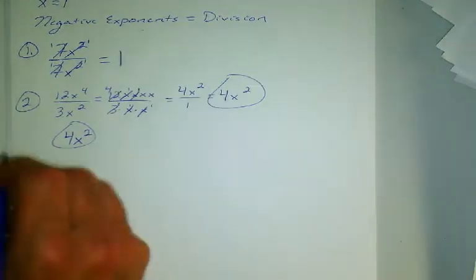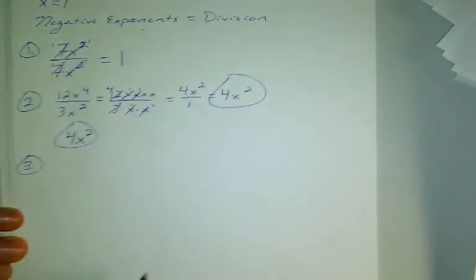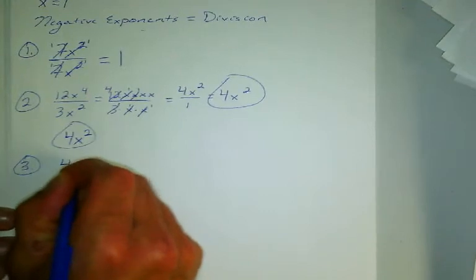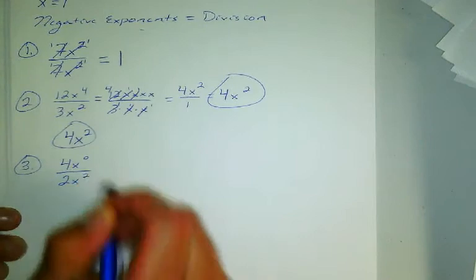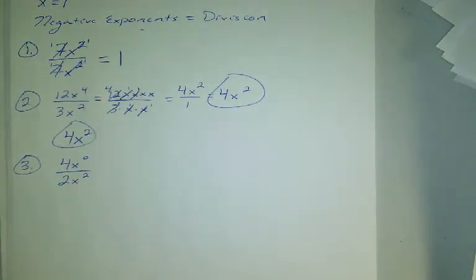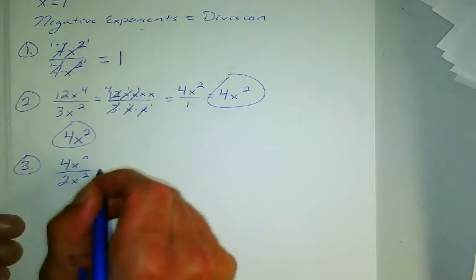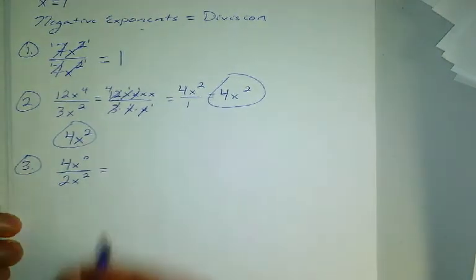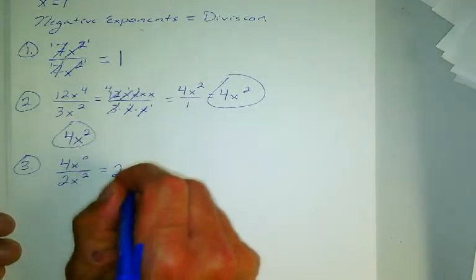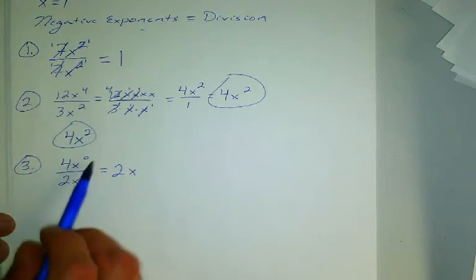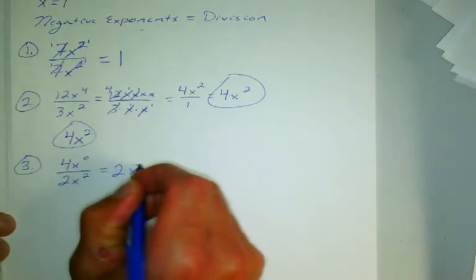Example 3. Let's do 4x to the 0 power all over 2x squared. Two ways to think about this one. Say you didn't know what x to the 0 was. Let's just imagine for a second you don't know what it is. Well, what did Mr. Legish say? Divide your numbers, so 4 divided by 2 is 2. Keep your bases the same, x, and subtract your exponents.